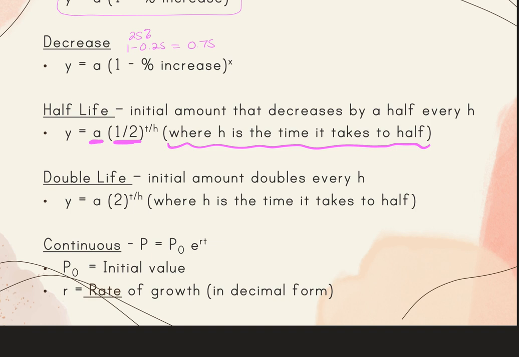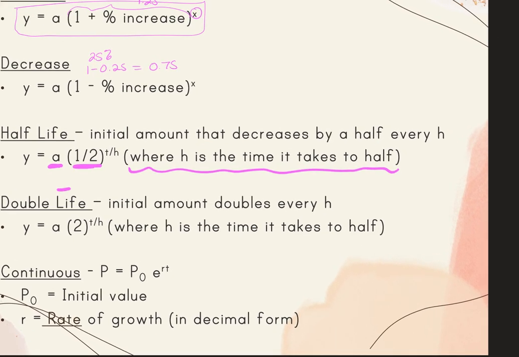So if it said after 10 years, the bacteria, or whatever that is, has this exponential decay and reaches half its population, then my A is going to be the initial value, my base is 1/2, and then T over, I said 10 years, so the 10 goes in the bottom.